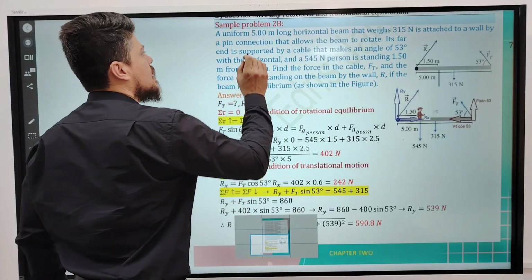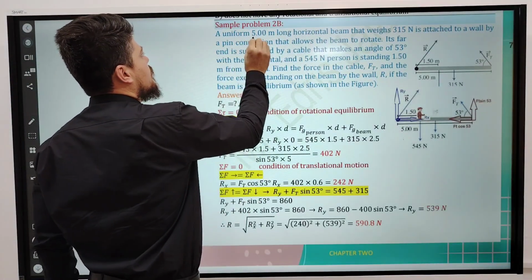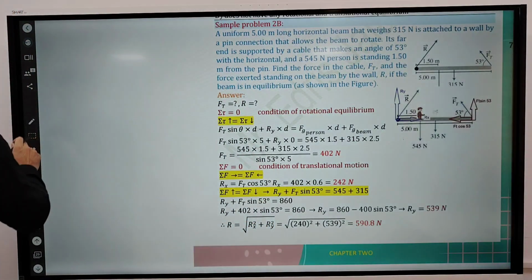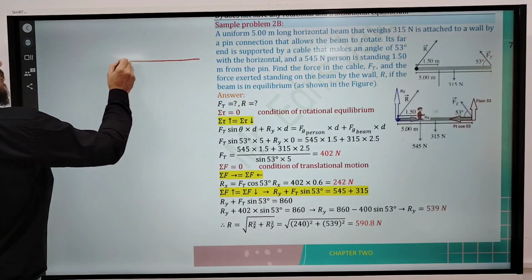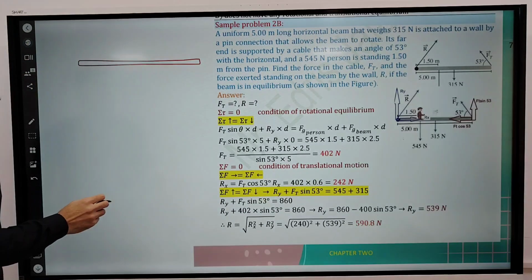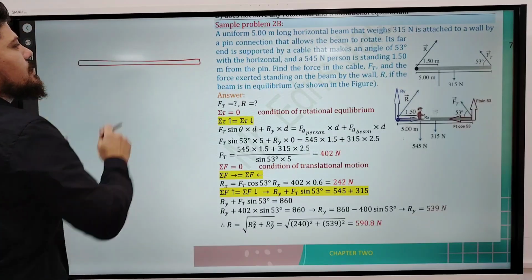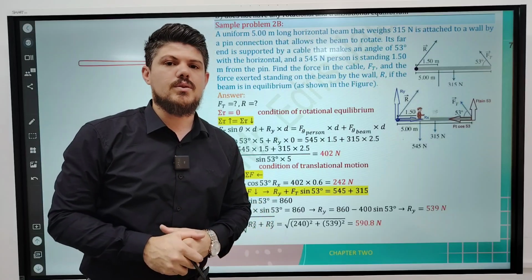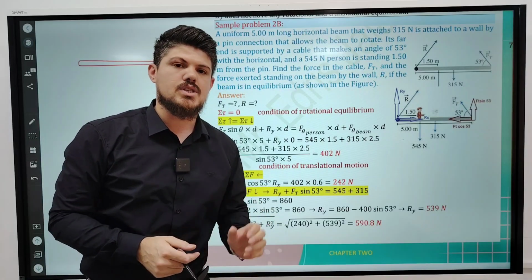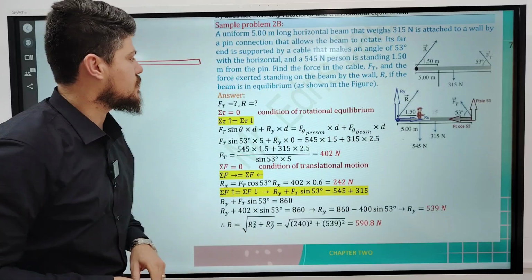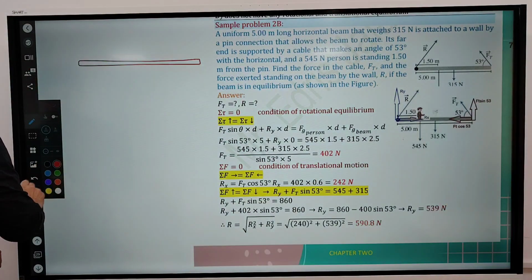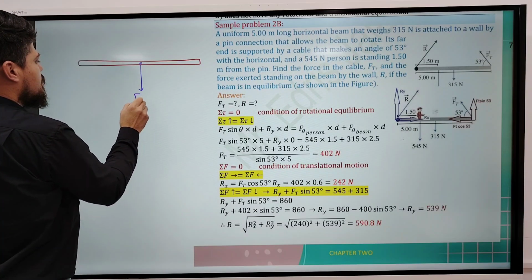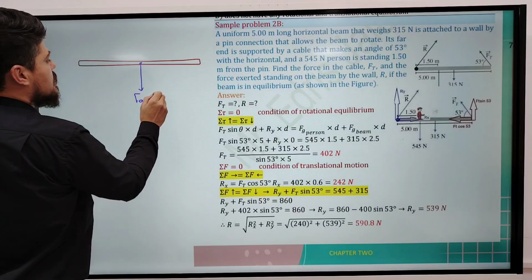Listen carefully, please. The sample problem 2B says a uniform 5 meter long horizontal beam. The length of the beam was given as 5 meter long. Okay. It is the entire distance of the beam, 5 meter, that weighs 315 Newton. Because the beam is uniform, its gravitational force is located at the center. We call it the center of gravity. Okay? The center of gravity of the beam is located at the center, at the middle, downward. This is Fg beam, which is equal to what?